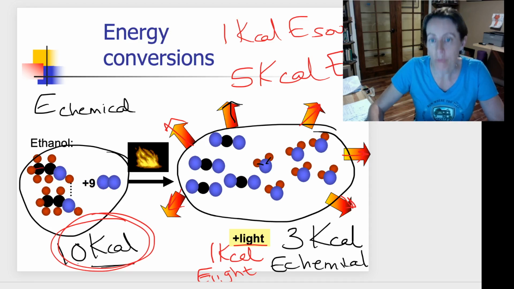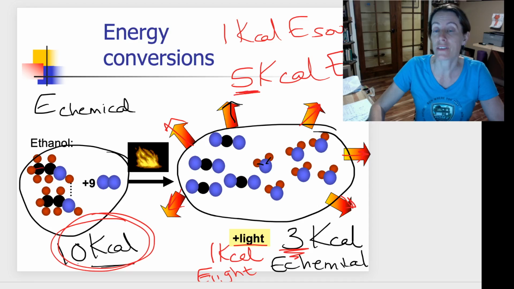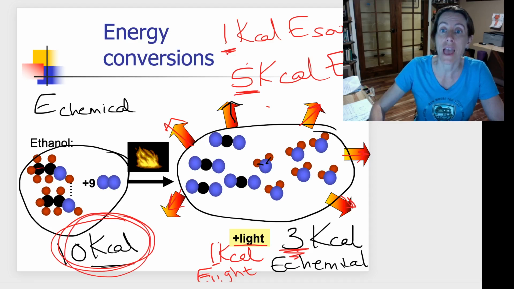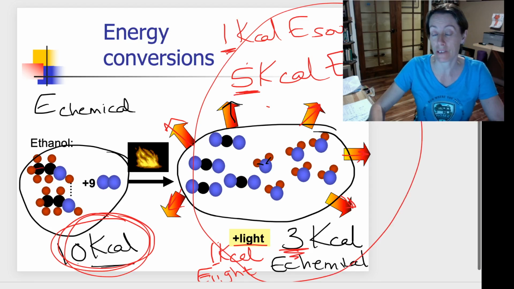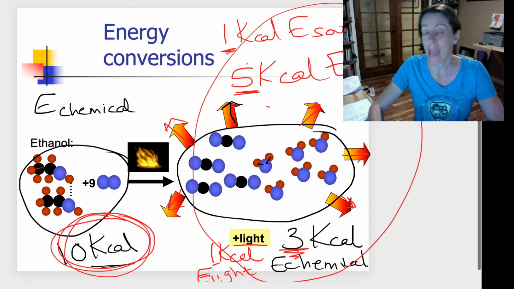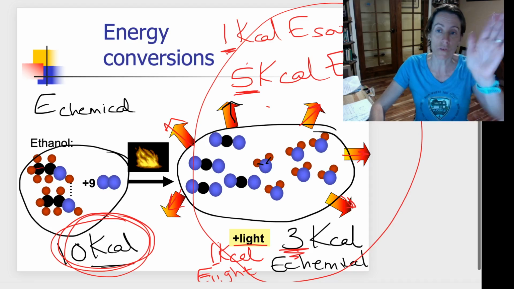We ended up with products that had 3 kilocalories of E chemical, but we also transformed some of that energy that we started off with into 5 kilocalories of heat and 1 kilocalorie of sound and 1 kilocalorie of light. So we have 3 and 5 is 8 and 9 and 10. So we started off with 10 kilocalories and we end up with 10 kilocalories. We haven't gained any, we haven't lost any. It's just now it's in all these different forms.